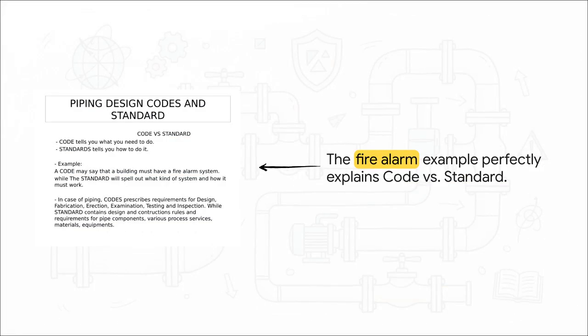And this brilliantly illustrates the difference. Let's think about a simple fire alarm. A code is the big rule that says a building absolutely must have a fire alarm system installed before anyone can legally occupy it. It's the high-level mandate, right? The standard, though, is the document that spells out exactly what kind of fire alarm system it needs to be, exactly how loud the siren must be, and exactly how the wiring must work. So remember, the code is the mandate, and the standard is the manual.